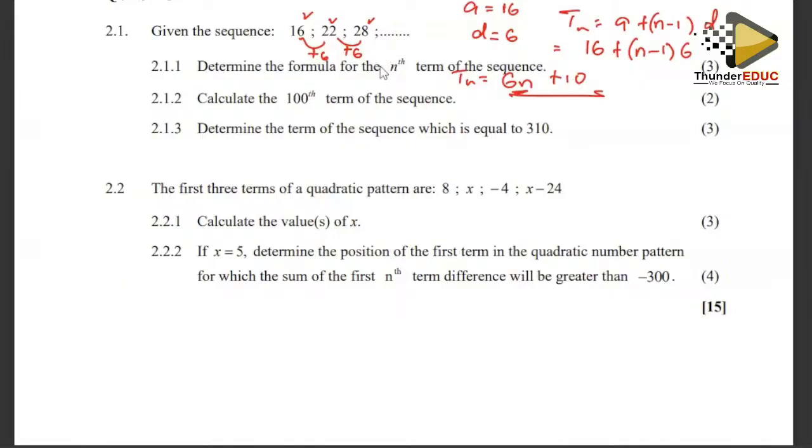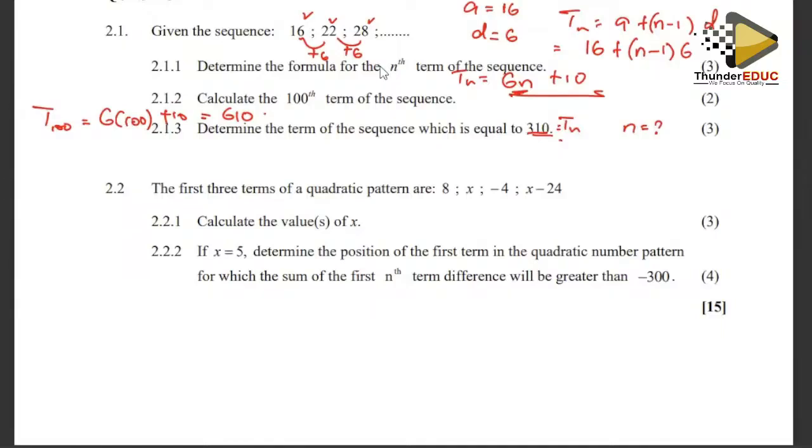And then they want us to calculate the 100th term, meaning that T100, where there is N, substitute 100. So 6 times 100 plus 10, which becomes 610. All right. Then determine the term of the sequence which is equal to 310. So this is the Tn. The question wants us to find n, the position.